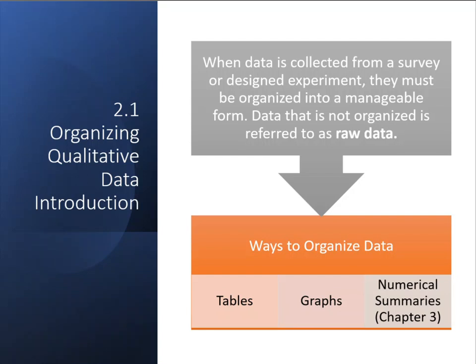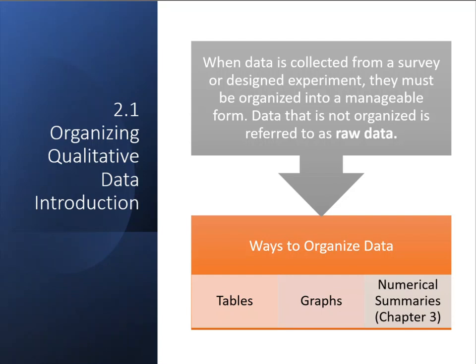Part of the statistical process that we've seen earlier had to do with organizing and summarizing our data. This chapter is about organizing data in two of the three ways that you see here on the screen. We want to organize data into both tables and graphs, and that's the focus of chapter 2.